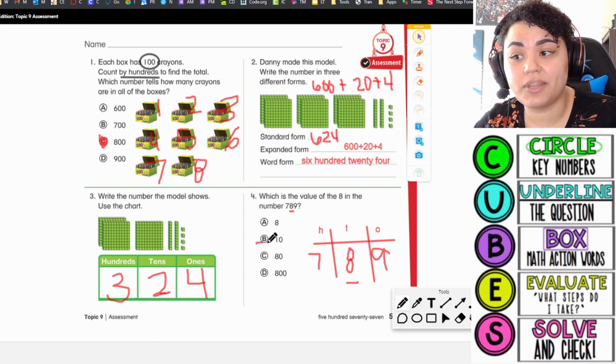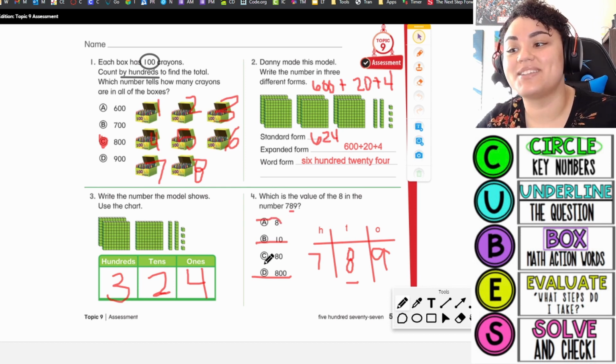It is in the tens place, but it's not worth 10. It is an 8, but it's not 800. And it is an 8, but it's worth 8 tens. So the only answer is C.